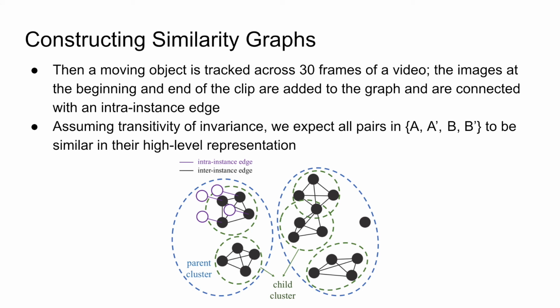Then, these patches, which were originally taken from videos, are tracked across 30 frames. The images at the beginning and end of the clip are added to the graph, and these are connected with an intra-instance invariance edge. With these edges in place, they can now assume transitivity of invariance. Thus, they expect all nodes with any path connecting them to be similar in their high-level representation.